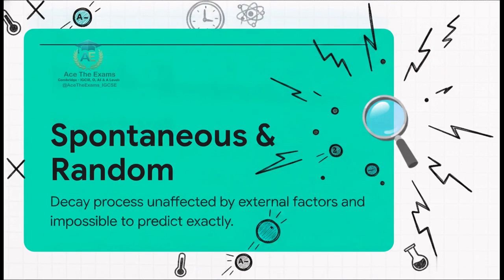So, spontaneous means the decay process happens entirely on its own. It's completely unaffected by external factors, like temperature, pressure, or chemical reactions. And random? That means it's fundamentally impossible to predict exactly which nucleus in a sample is going to decay next, or exactly when that decay will even happen. Trust me, examiners aggressively look for these two precise terms when they're grading your foundational knowledge.